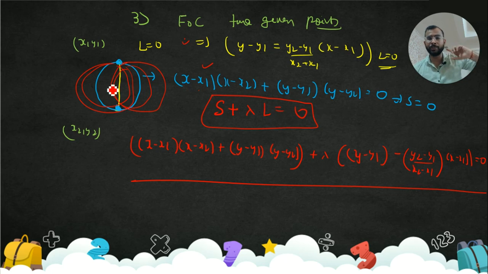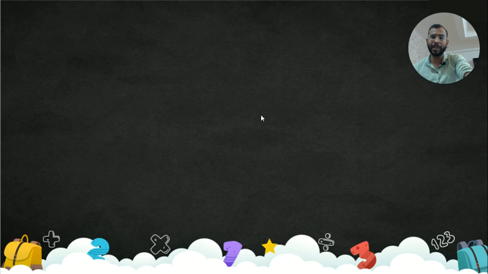Third case, all with me, 2 points are given. First we'll write the equation of the line and then we'll write the equation of the circle in diametric form. This is S equal to 0, this is lambda equal to 0, S plus lambda L. As simple and sweet as possible. Okay, let's look at the last case now, then we'll move on to questions, we'll see 1-2 questions.